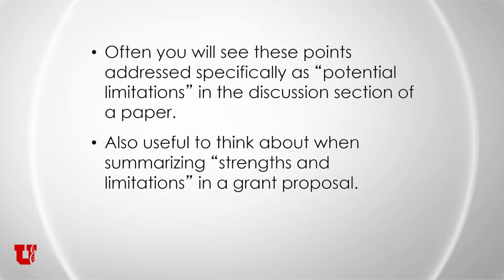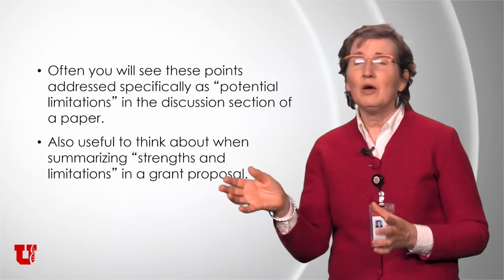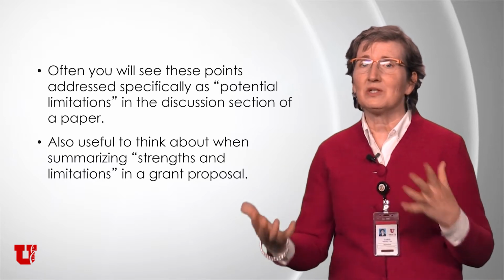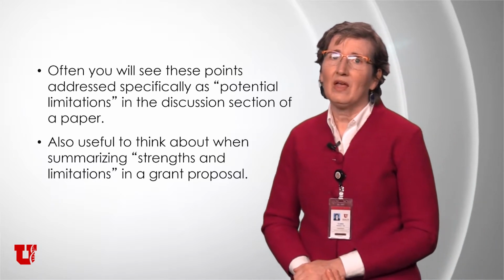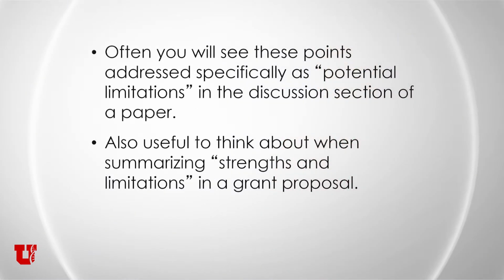So often you'll see these points, the temporality, potential biases, confounding, strength of the association. You'll see these issues addressed as potential limitations in the discussion section of a paper. And ideally, of course, you say something is a potential limitation, and then you go on to say why you think this limitation is really not very much of a limitation because you did such a good job with your study design. These are also useful things to think about in a grant proposal when writing your strengths and limitations.